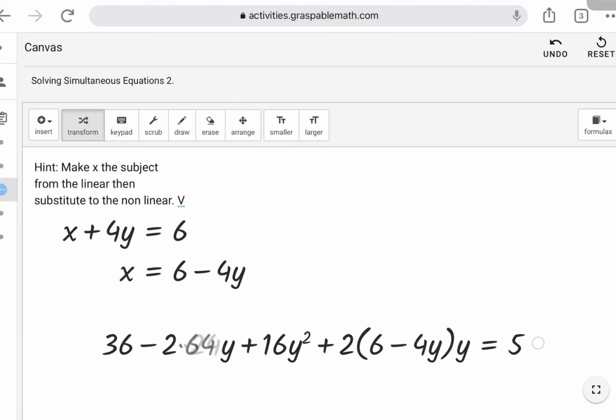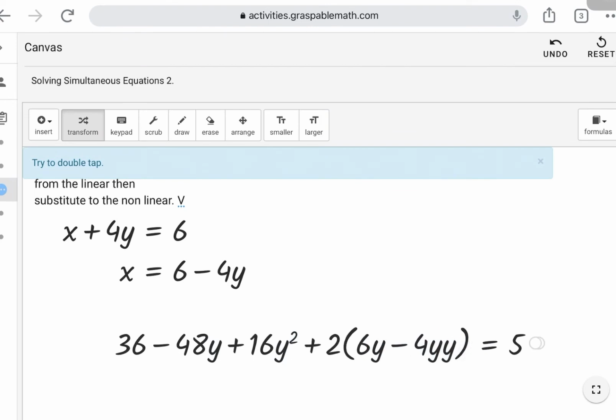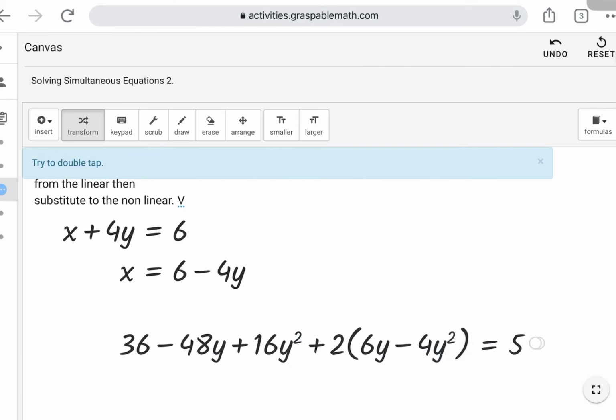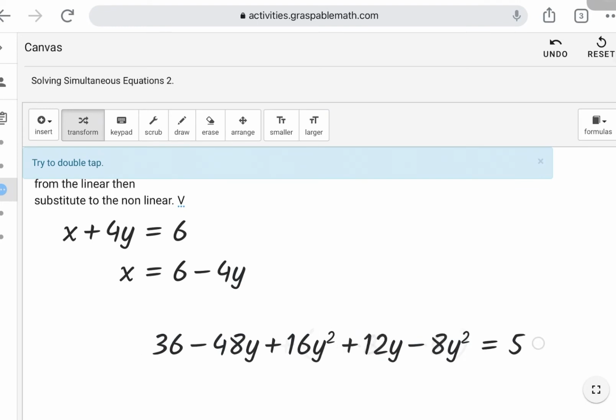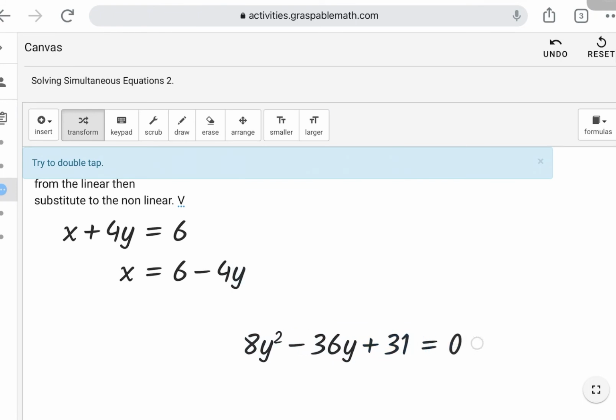Simplify, tap the square, tap the multiplication, move the y inside brackets, tap the yy, it becomes y squared, move 2 inside brackets, and then collect the same terms, move negative 8y squared into 16y squared, combine them together, same with the y and same with the constant. At the end, make your right hand side equal to 0. You will see the general form of the quadratic equations, right?